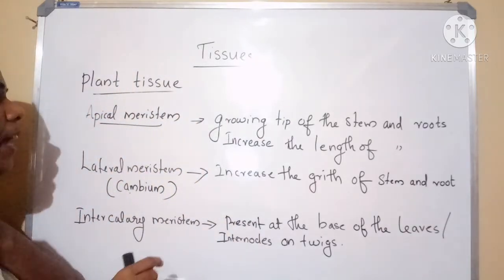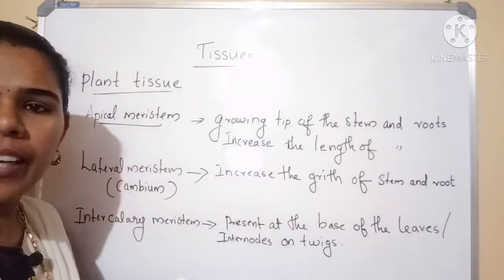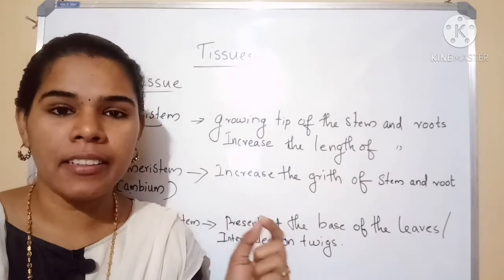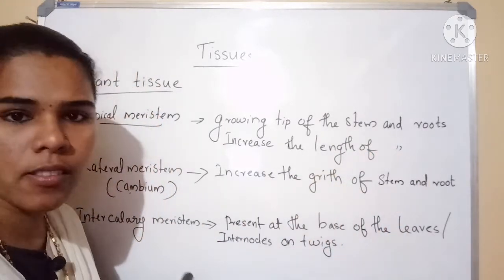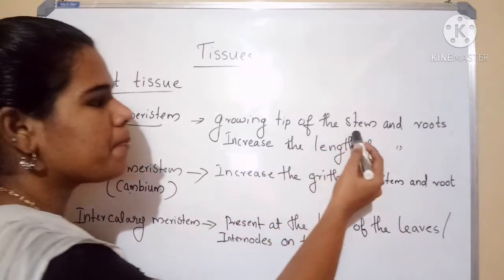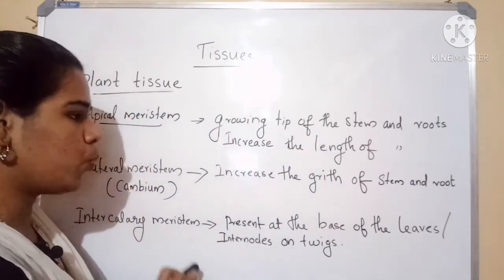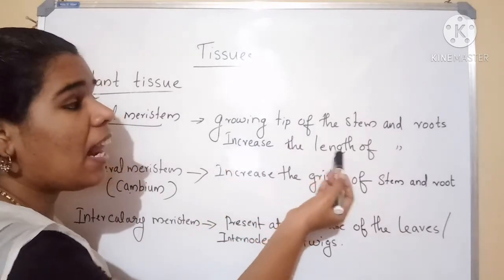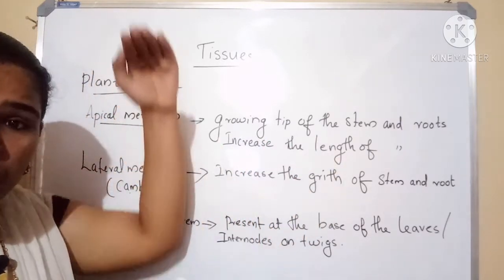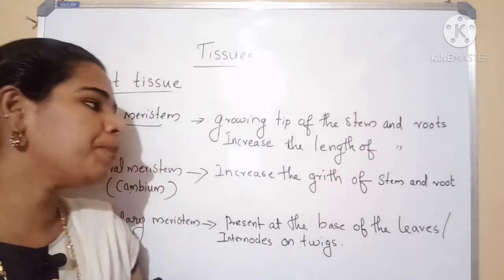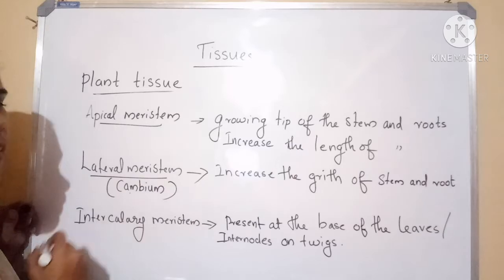We know the apical meristem is present at the growing tip of the stem and root. Not only the stem; for example, I drew that stem picture, and the same applies in the case of roots. So it is present at the growing tips of stems and roots, and it helps to increase the length, which means the height, of the stem and root.